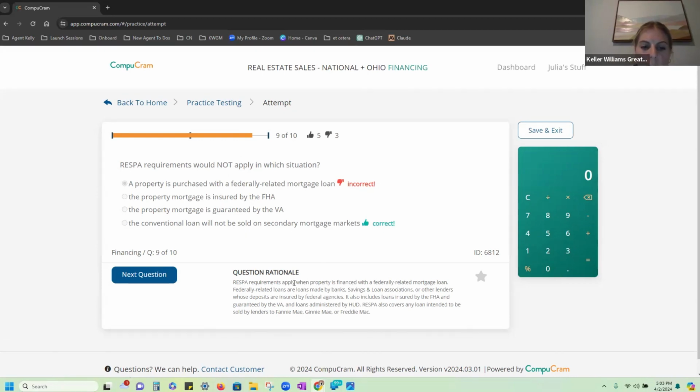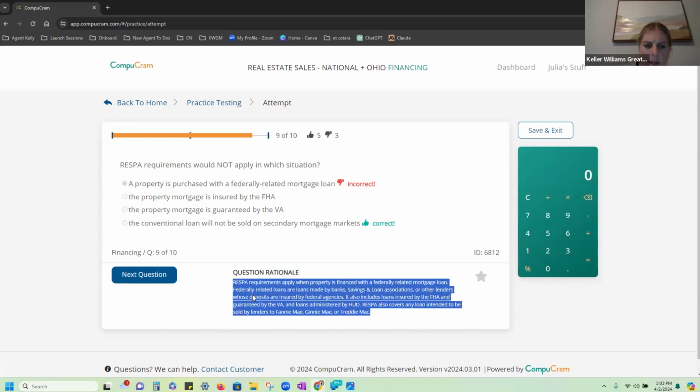Okay, so RESPA requirements apply when property is financed with a federally related mortgage loan. Federally related loans are loans made by banks, savings and loan associations, or other lenders whose deposits are insured by federal agencies. It also includes loans insured by FHA, guaranteed by the VA, and administered by HUD. RESPA also covers any loan intended to be sold by lenders to Fannie Mae, Ginnie Mae, and Freddie Mac.